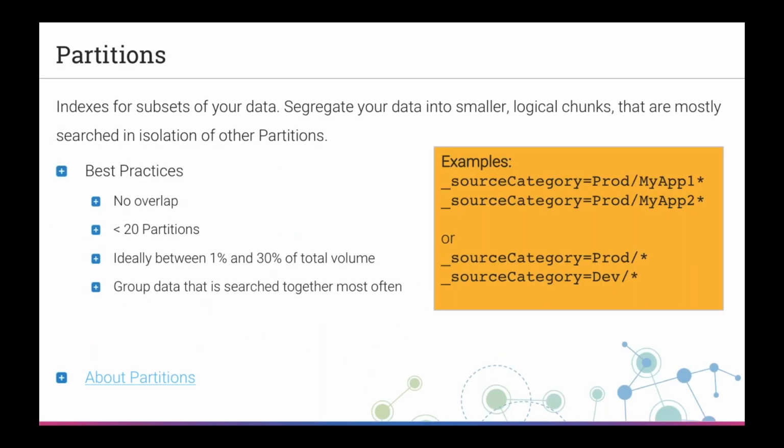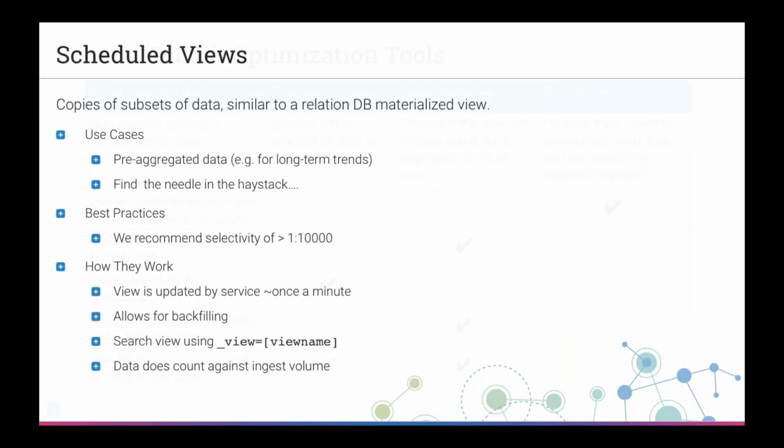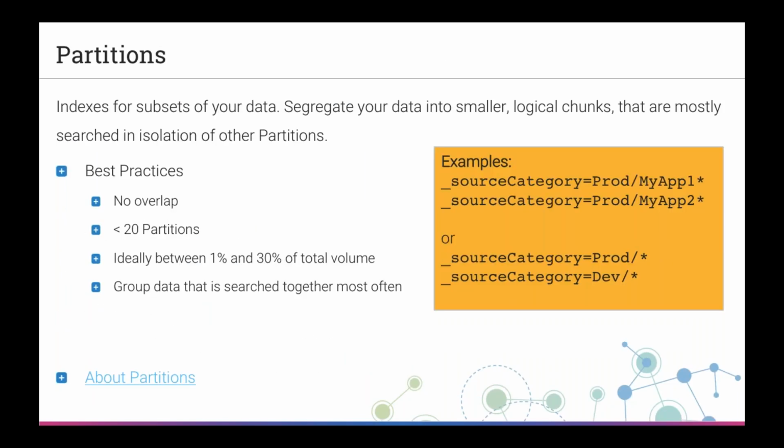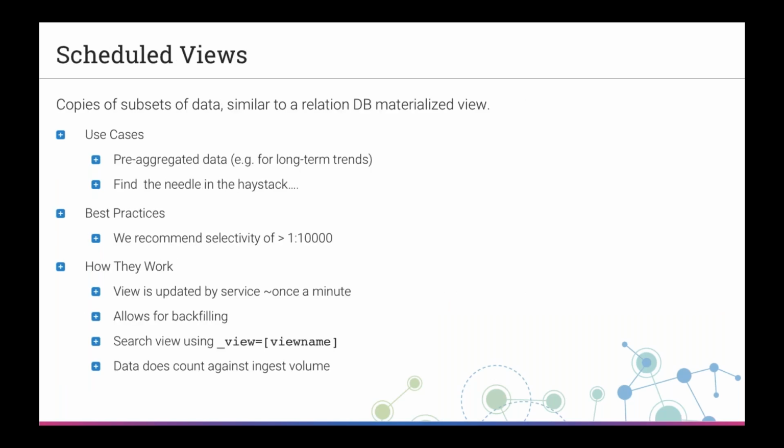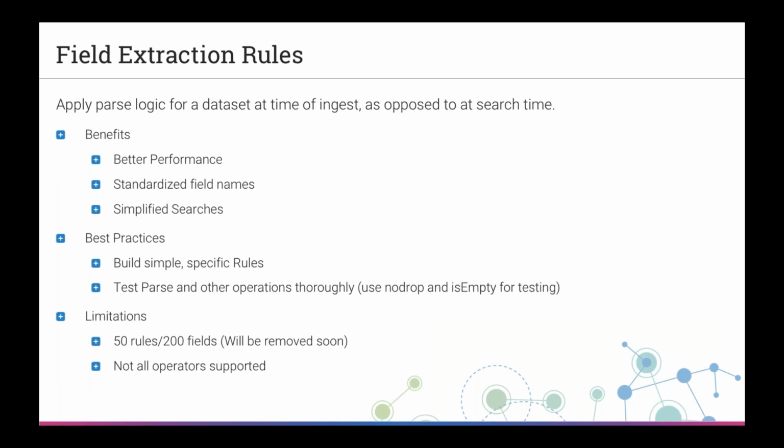So the three optimization tools I want to talk about, I thought I had a screen showing all three. I don't, but that's okay because I have them all here. It's partitions, field extraction rules, and scheduled views. Let me begin with field extraction rules because this is the one that you probably want to start doing right away. So what are field extraction rules? Like the name suggests, it allows you to parse your data, and it allows you to extract fields that are meaningful to your users.